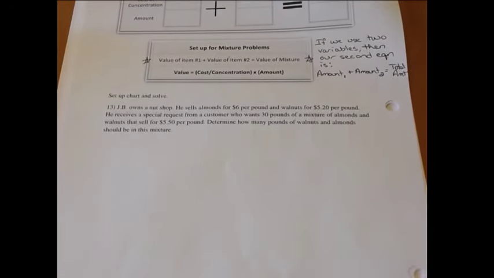JB owns a nut shop. He sells almonds for $6 per pound and walnuts for $5.20 per pound. He receives a special request from a customer who wants 30 pounds of a mixture of almonds and walnuts that sell for $5.50 per pound. Determine how many pounds of walnuts and almonds should be in this mixture.